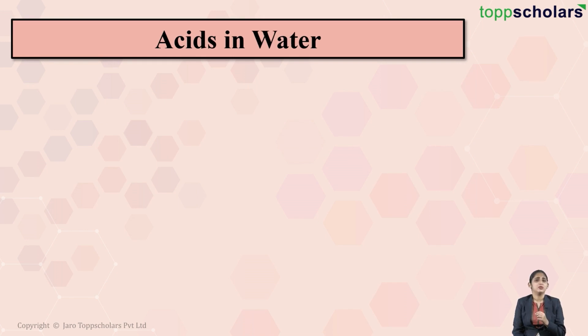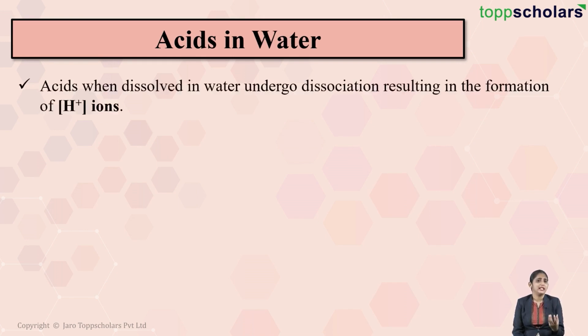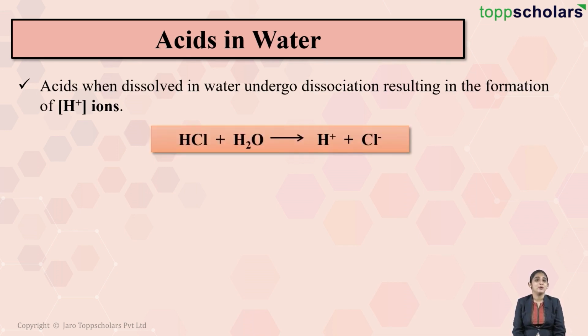Now let's discuss acids in water. Friends, if I take an acid and dissolve it in water, the acid undergoes dissociation, that is, it splits up into ions, resulting in the formation of H plus ions, right? For example, over here you can see HCl, hydrochloric acid, on dissolving in water, dissociates. It breaks up into ions, so what I get is hydrogen ion and chloride ion. So acids on dissolving in water dissociate to give H plus ions, and these H plus ions are responsible for the acidic properties.